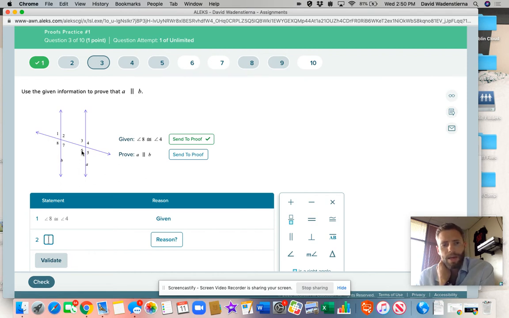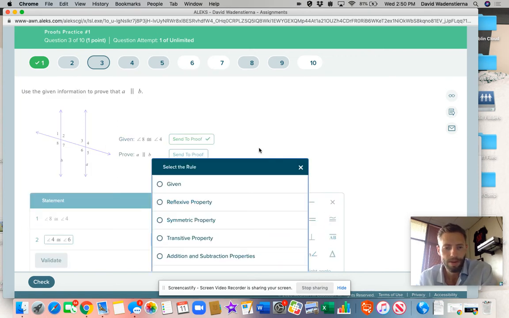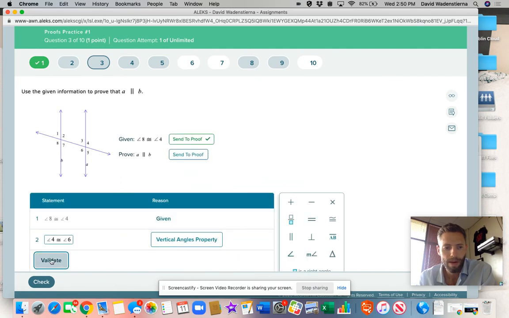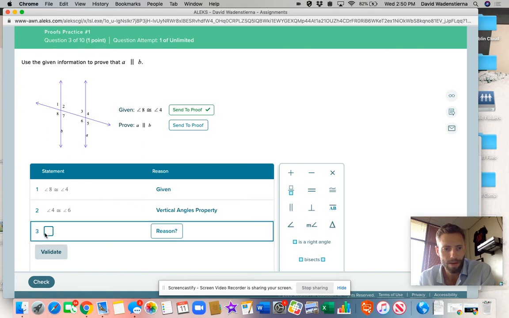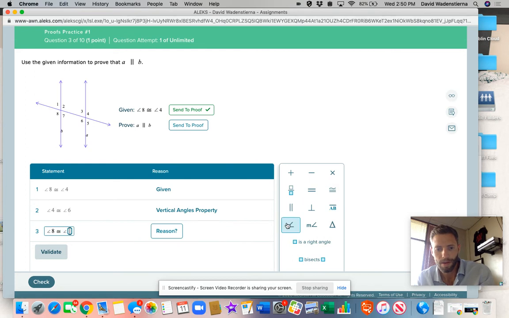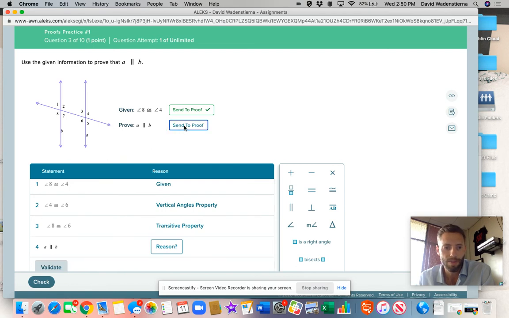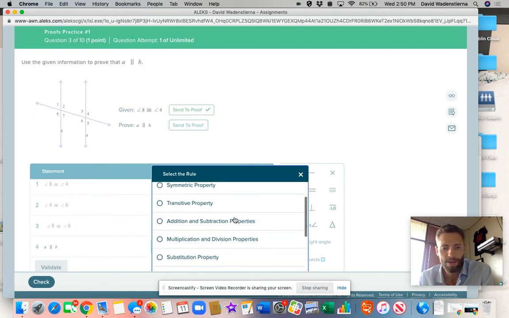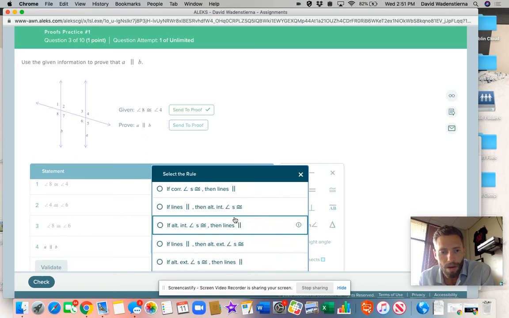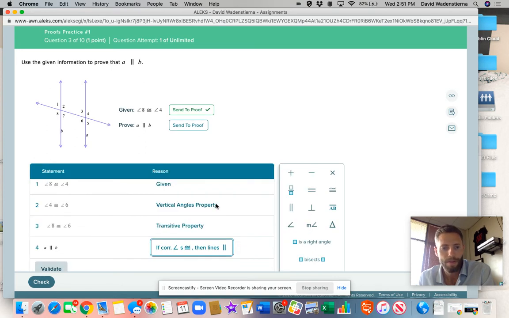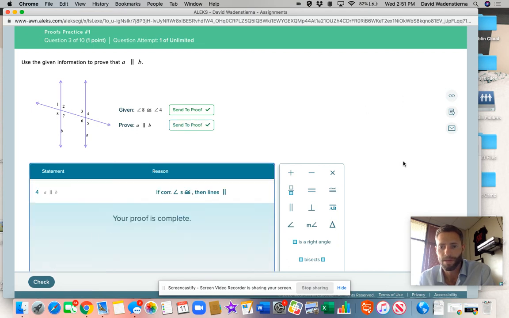Let's see what I can do here. First I have angle 4 is congruent to angle 6, and the reason for that is they're vertical angles. Validate. Now let's use the transitive property to show 8 and 6 are congruent. So angle 8 is congruent to angle 6. Reason: transitive property, using statements 1 and 2. See how 4 is congruent to 8 and 6, so that means 8 and 6 are congruent. Validate. Now I can say the final statement, send it to proof, and the reason is 8 and 6 are corresponding angles, so it would be the converse of the corresponding angles theorem. Validate, proof is complete. So there we go.